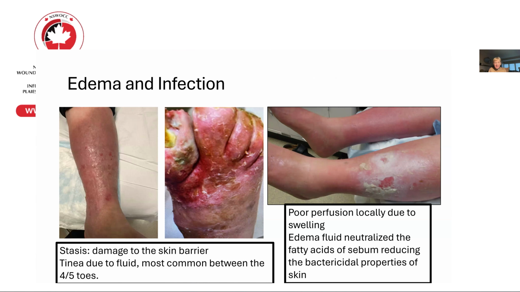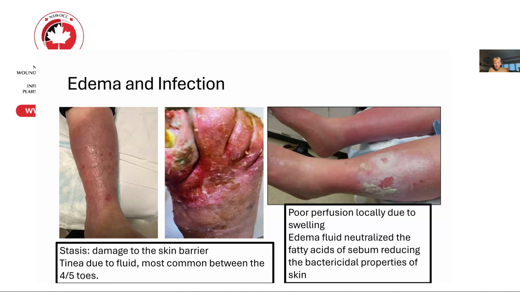Okay, so further to this, these are some of the examples of what you see with edema and what nasty events it can cause. We talked about the stasis changes, damage to the skin barrier, the tinea pedis that occurs between the fourth and fifth toe. In the middle there is a patient of mine whose edema just got a little bit out of control. You've got lymphedema in those tissues, and swelling and maceration and organisms growing. And this ended up not being fungus, but a yeast infection. So equally disabling and difficult to treat.